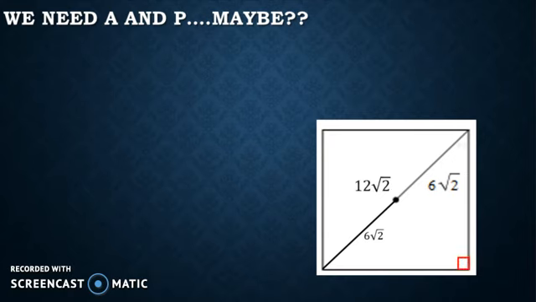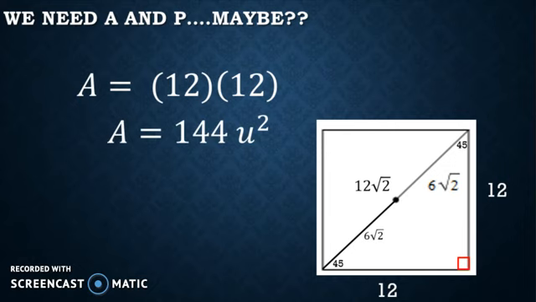Well, this is also a 45, 45, 90, so we know the hypotenuse is 12 square root of 2, so both legs are 12. Since both legs of the square are 12, we can just do 12 times 12 to get 144. So you could do the normal formula on this example, or you could do this way, which may be a little quicker.